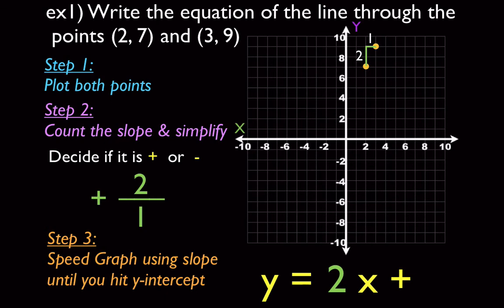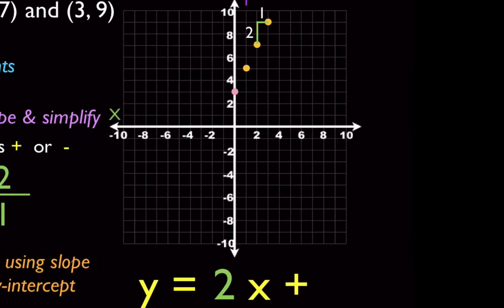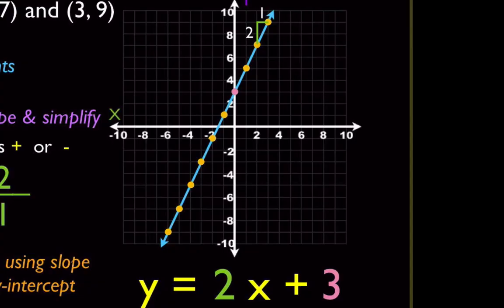The next thing we're going to do is speed graph. We know the slope is up 2 over 1. We're going to repeat that slope all the way down the line. Feel free to pause it for a second if you need to do that and get your line drawn. After we have that done, we look at the graph and notice our y-intercept. Our y-intercept is at 3. Remember, y-intercept means where it hits the y-axis. So in this case, we're talking about right there, which is at 3. As soon as we have that, we have finished the problem.